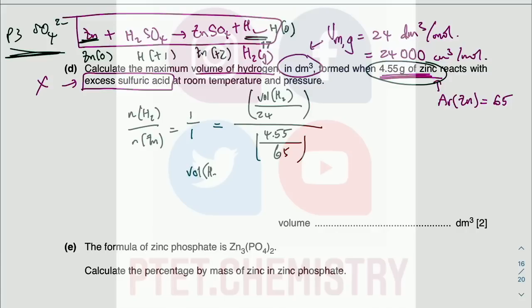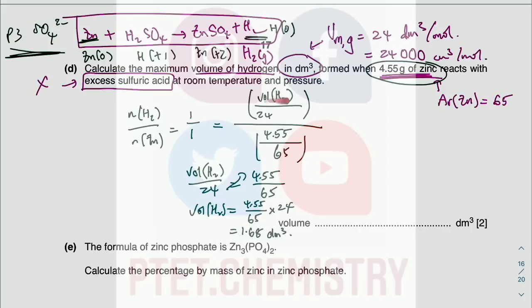So what I can do is I can show you, before I simplify further, although by right you can actually simplify everything one step, okay? 4.55 divided by 65 times 24, that gives me 1.68. The answer will be in dm cube because this is in dm cube per mole. If I use 24,000, this will be in cm cube, alright? The thing is, oh yeah, they did specify the unit already.